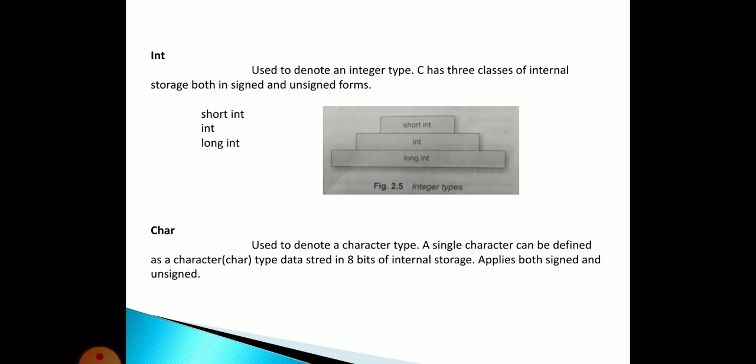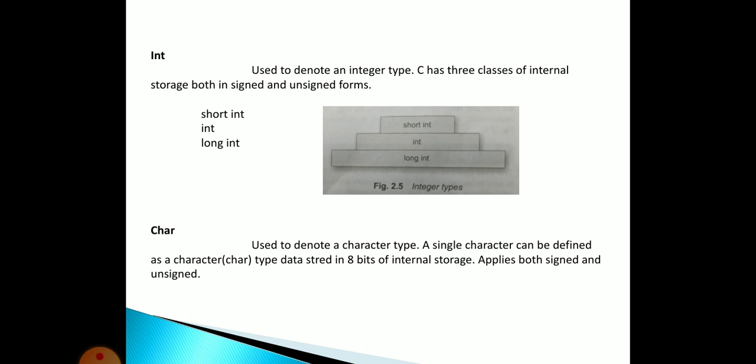The next primary data type is int. It is used to denote an integer type. To provide some control over the range of numbers and the storage space, C has three classes of integer storage, that is short int, int, and long int. These can be in both signed and unsigned forms. ANSI C defines these types so that they can be organized from the smallest to the largest.